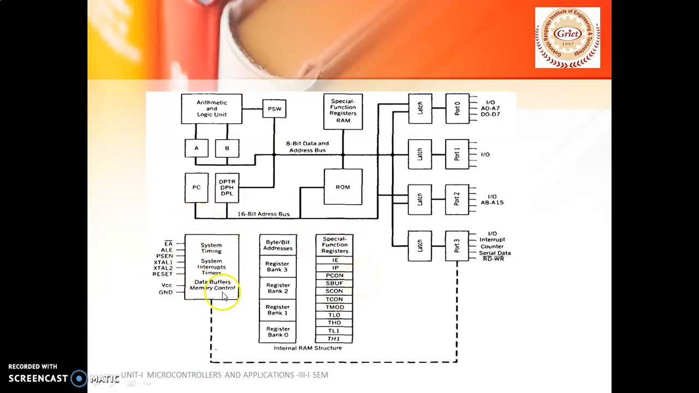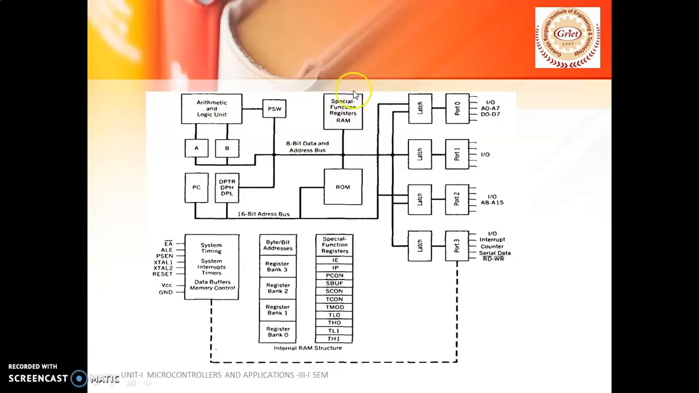And we have a timing and control unit, which is used for generating timing and control signals. Along with that, it has 4 ports, port 0, port 1, port 2 and port 3. All the ports are provided internally with some latches. Let's discuss each and every component in detail. Coming to the ALU, arithmetic and logical unit, it is an 8-bit ALU which performs arithmetic and logical operations on 8-bit data.